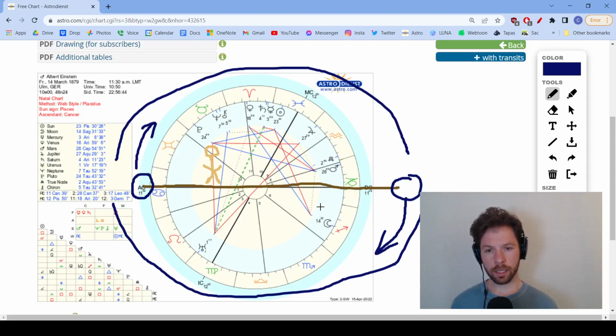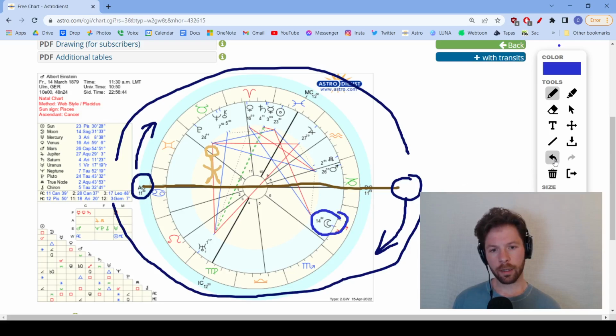So it really is a snapshot, a picture in time and space of the moment that someone is born that shows where everything was in relationship to everything else. And from that, what we can start to understand is, let's take a planet, right? Let's take his moon. So Albert Einstein has a Sagittarius moon.